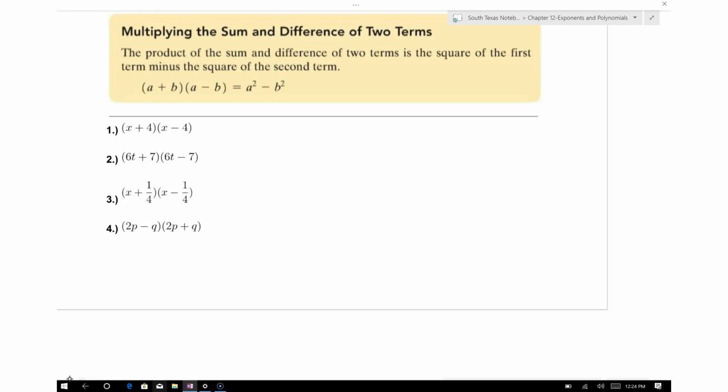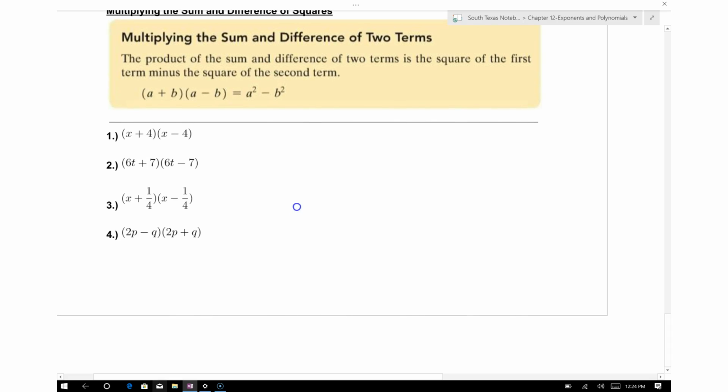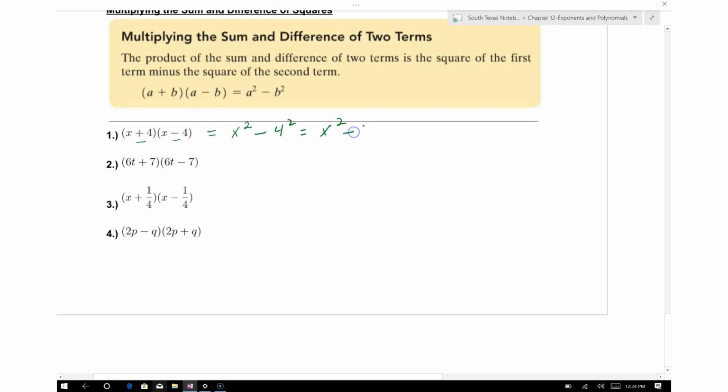When multiplying the sum and difference of two binomials, you notice that we have a plus and we have a minus. All you have to do is square the first term minus square the last term, which is 4 squared. So you have x squared minus 16.